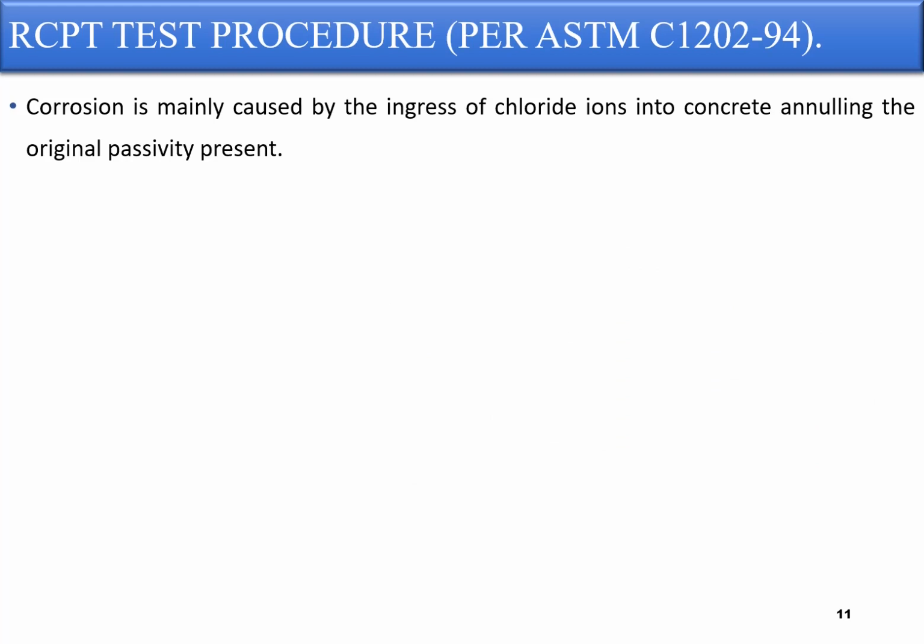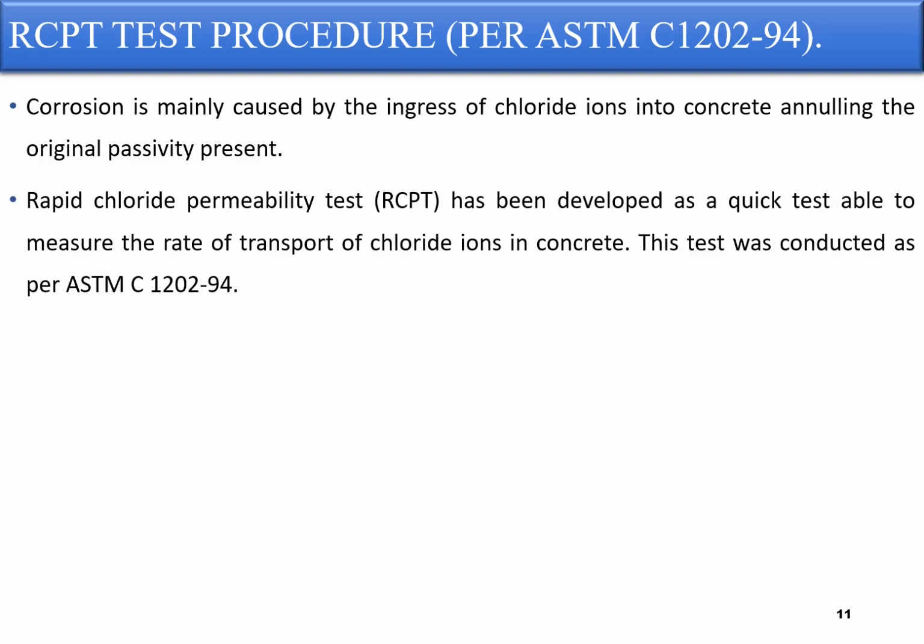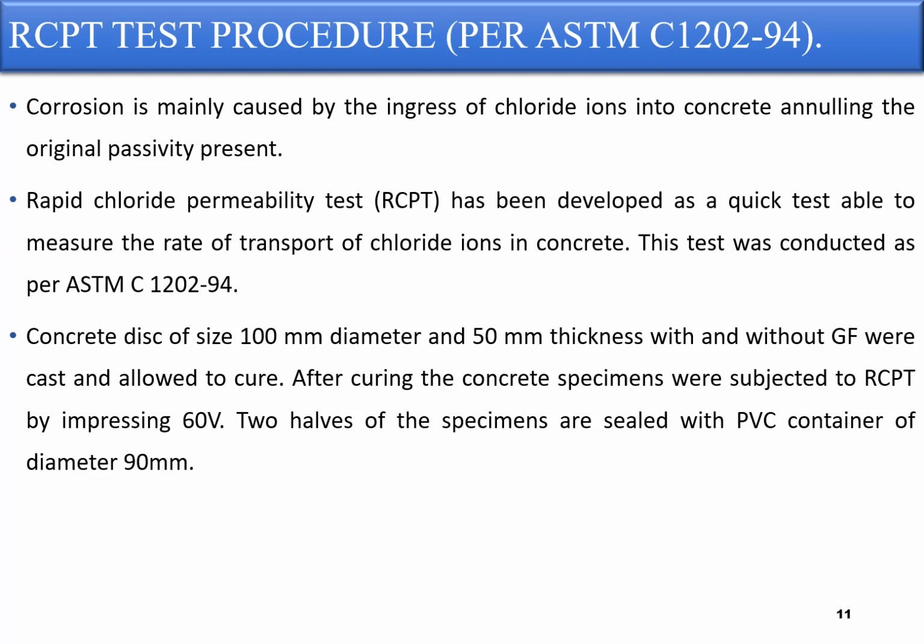Corrosion is mainly caused by the ingress of chloride ions into the concrete, annulling the original passivity present. The Rapid Chloride Permeability Test, or RCPT, has been developed as a quick test able to measure the rate of transport of chloride ions into the concrete. This test was conducted as per ASTM C1202-94. Concrete discs of size 100 millimeters diameter and 50 millimeters thick, with or without GF, were cast and allowed to cure. After curing, the concrete specimens were subjected to RCPT by impressing 60 volts.